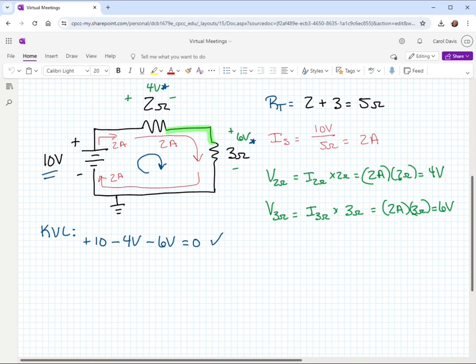Now, let's talk about what happens when we have an open circuit here. Let's say there's something wrong with the 2 ohm resistor, and there's a break on one side of it. Think about your Christmas lights. Some of those are wired in series, and when one of the lights goes bad, the whole strand goes out. That is why. It's because they're wired in series.